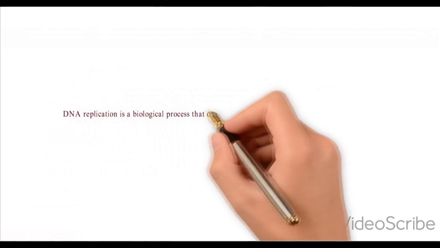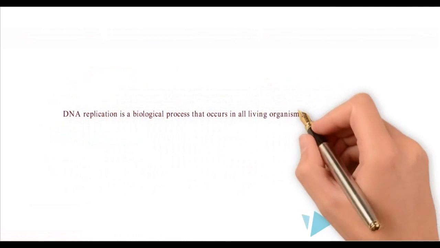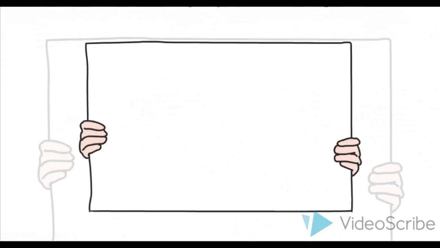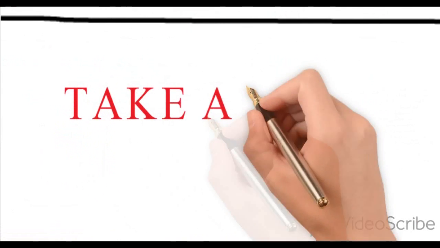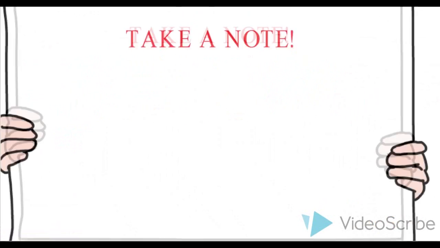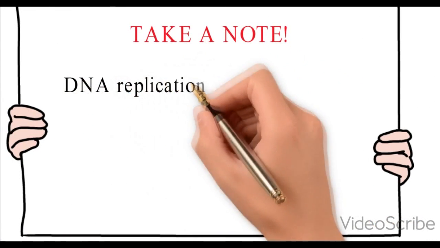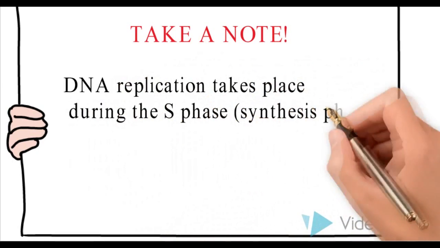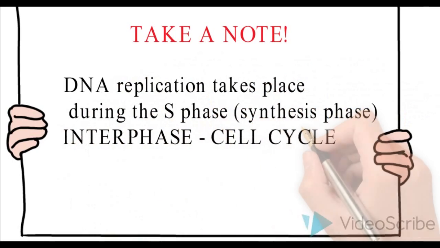DNA replication is a biological process that occurs in a living organism and copies its DNA. Take a note: it's necessary to know that DNA replication takes place during the S phase. Also, we say it's the synthesis phase, in interphase of the cell cycle.